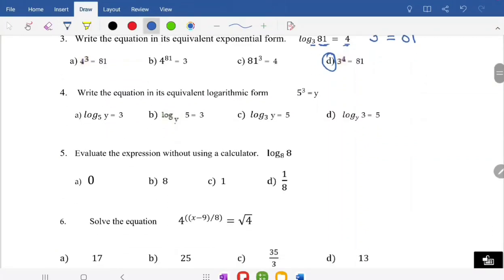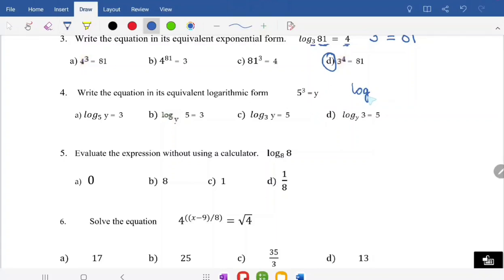It says write the equation in its equivalent logarithmic form. So this time they have given us an equation in exponential form. We have to convert it to the logarithmic form. A logarithmic form always starts with log. So start writing with log, and then the base, all right?